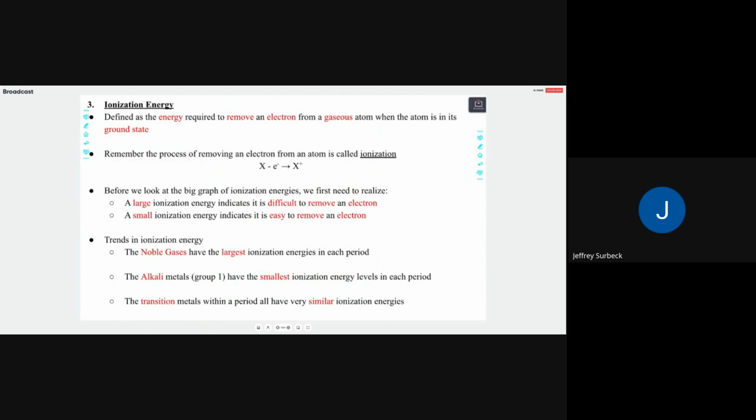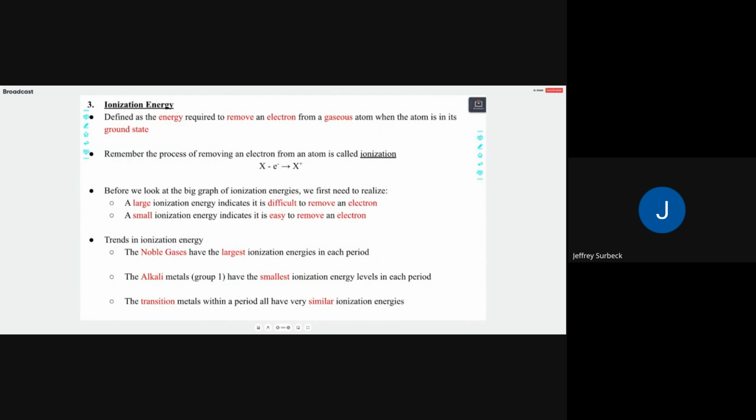Okay, here we go down to this. Large ionization energy, really, really hard to remove an electron. That atom wants to hold on to it, does not want to get rid of it. Small ionization energy, easy to remove. For the most part, that atom wants that electron gone. Noble gases, largest ionization energy levels. Remember, they're happy. They have that complete electron configuration. Alkali metals, group number 1, are going to have the smallest ionization energy. Okay, transition metals are going to have very similar ones. We'll talk about why that is.